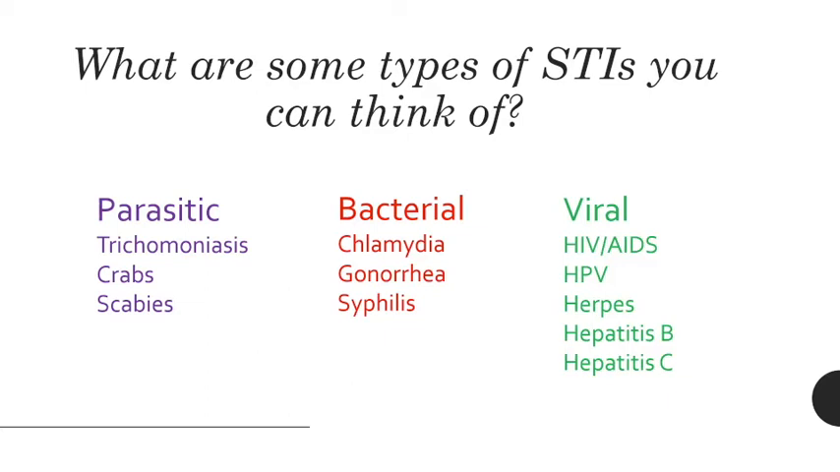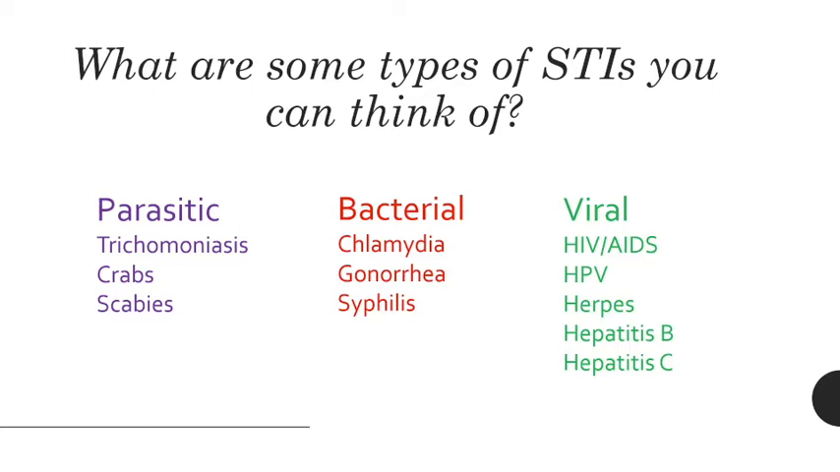A thing to note here is that both parasitic and bacterial infections can be cured. When it comes to bacterial infections, a person may get tested and then be able to get treatment. They would take something like an antibiotic and then they would be cured of the STI. When somebody has a virus, it's inside of their body for their entire life. However, there are medications that a person can take to treat that virus and to keep that viral load low.